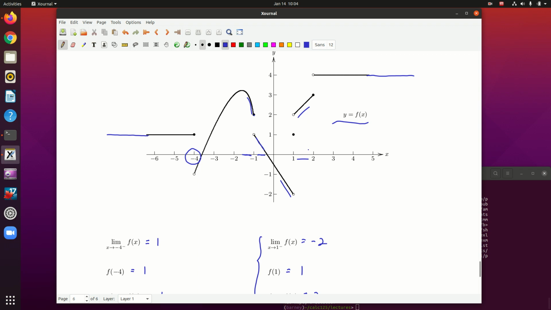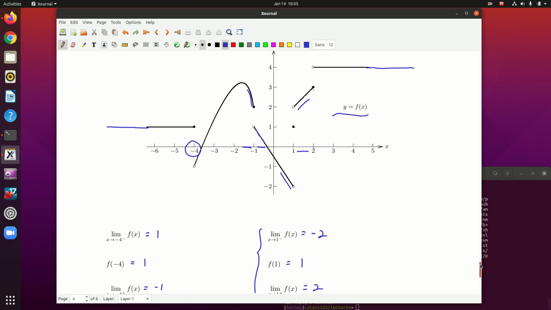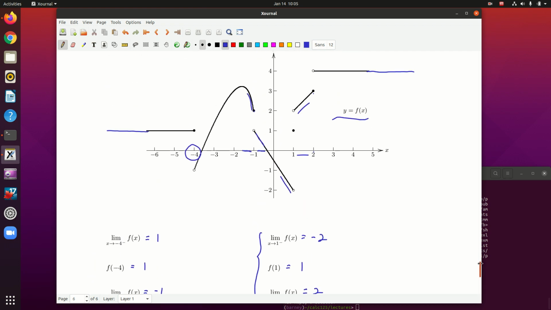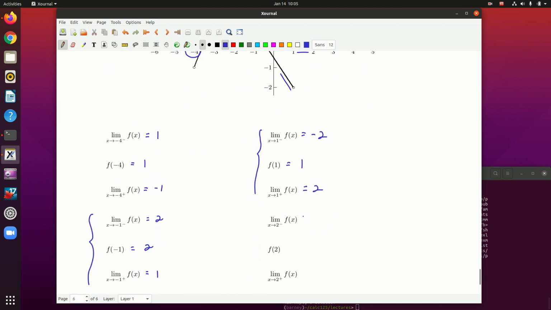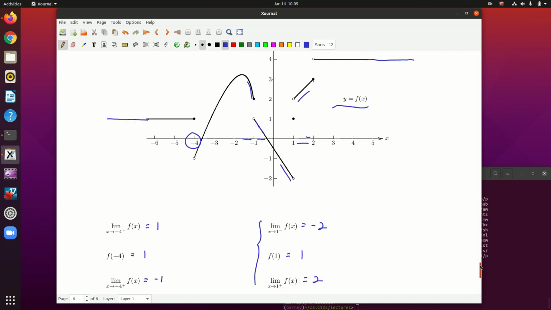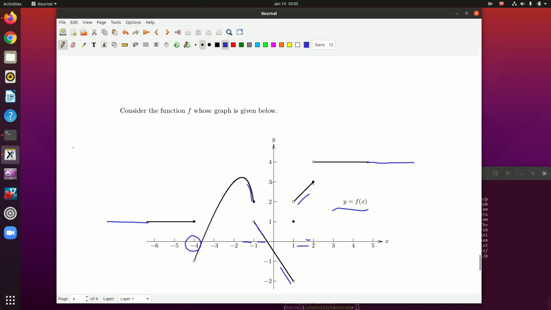Then the last set is what happens at 2. So you can see here, when you plug in 2, you get 2. The left-hand limit is 2. And the other one, oops, they're 3. Duh, 3. As you approach this way, you're going towards that point. So when you plug in 2, you get 3. The limit from the left is that, and then you get a 4. So these guys are going to be 3, 3, and 4.